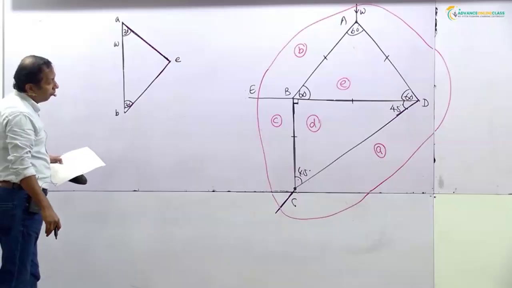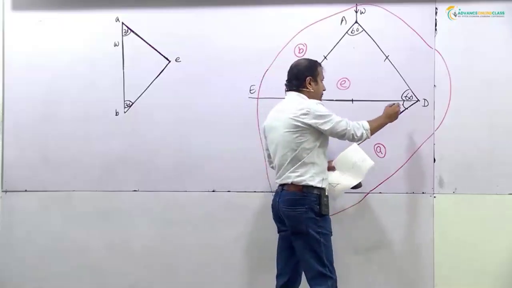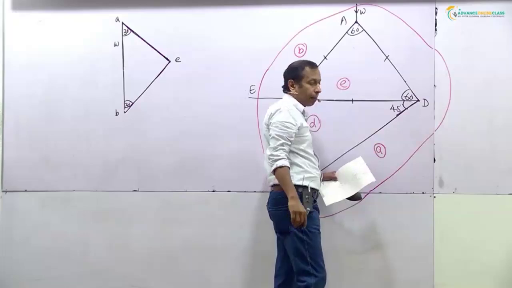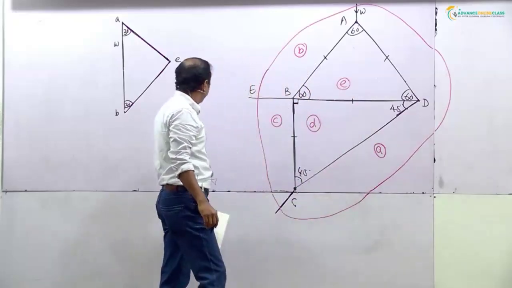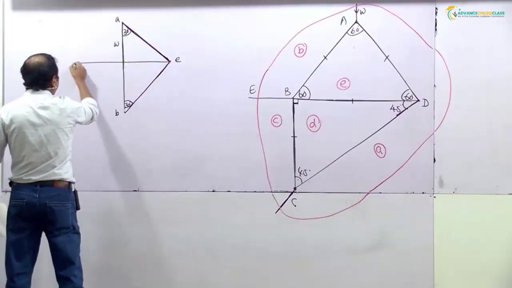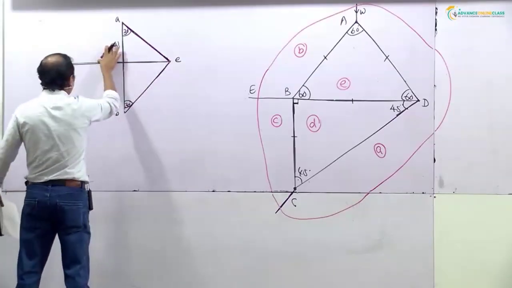Now we can go to joint D, because we know this force, and at joint D we have only two unknown forces. ED horizontal, this way. D should be somewhere on this line. ED horizontal, no? ED horizontal.